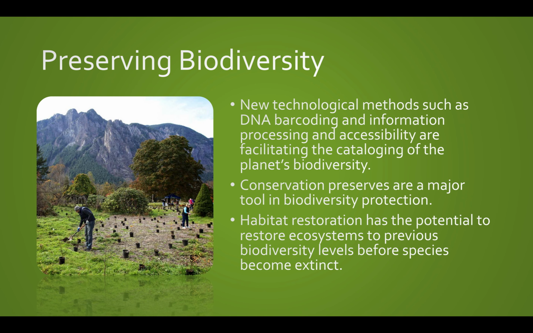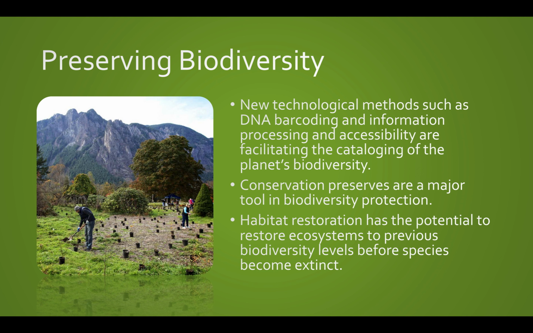So now let's talk some more about maintaining and preserving biodiversity. There are new technological methods such as something called DNA barcoding and information processing and accessibility, which are facilitating and cataloging the planet's biodiversity. So basically assigning what we would know as a barcode to DNA of different living organisms on the planet, cataloging and collecting that planet's biodiversity.